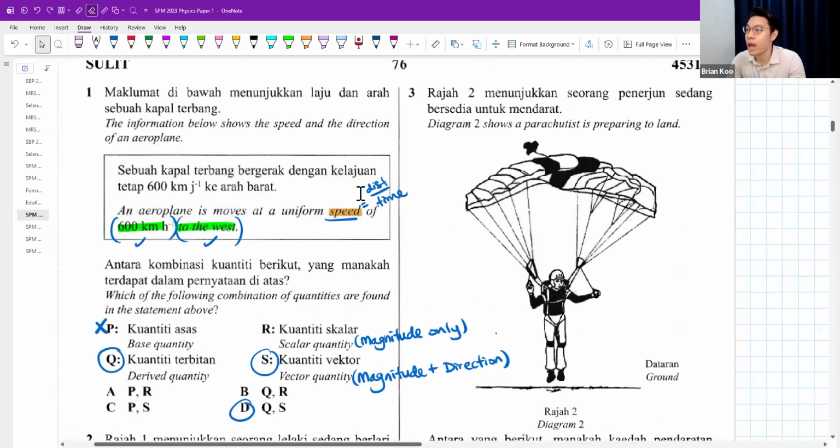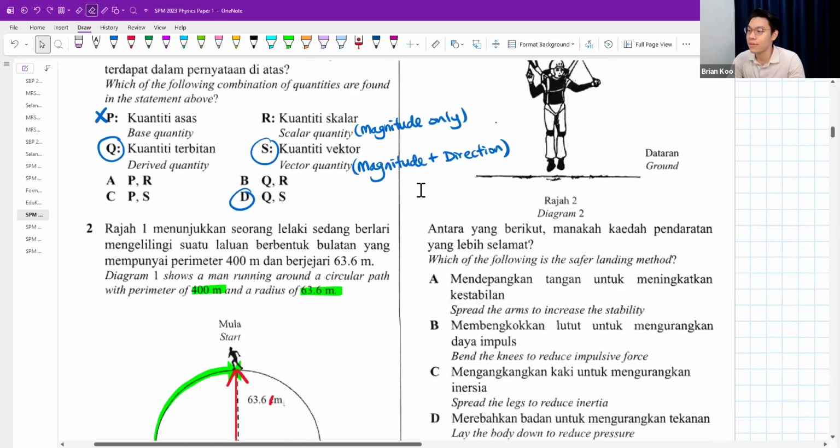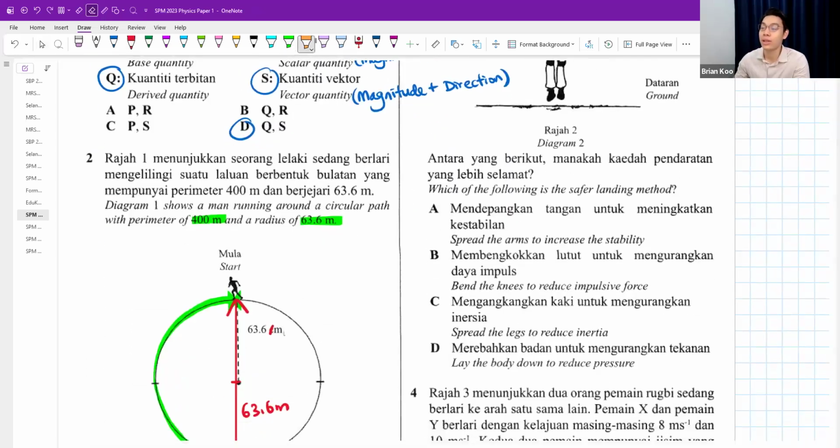Diagram 2 shows a parachutist is preparing to land. Which of the following is a safer landing method? Okay, which one is the safest to land? Spread the arms to increase stability. Okay lah, KIV lah, this one.